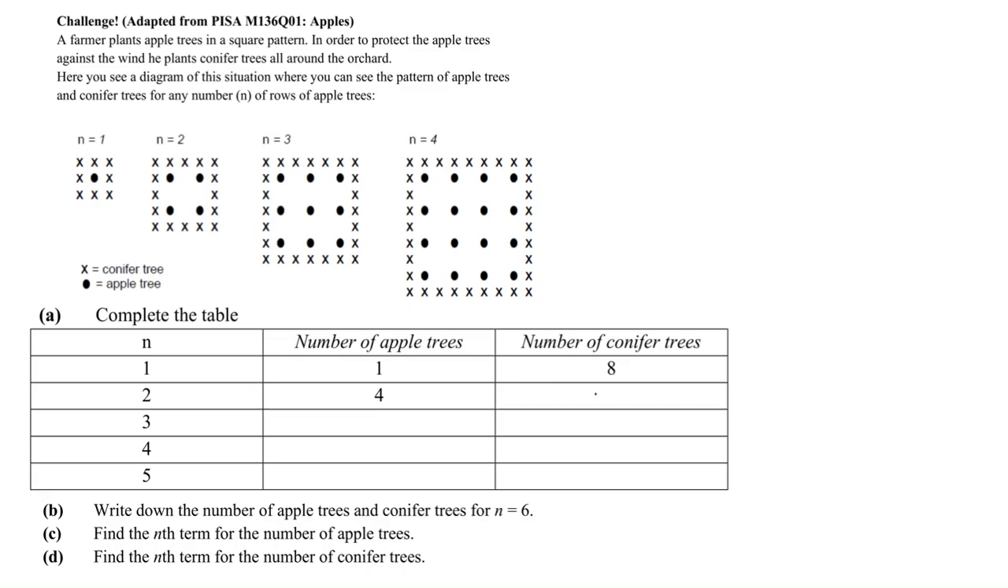Hello everyone, welcome to this problem where we are given that a farmer plants apple trees in this square pattern. And in order to protect the apple trees against the wind, he plants conifer trees all around the orchard. Here, you see a diagram of this situation, where the apple tree is the dot and the conifer trees are the cross.